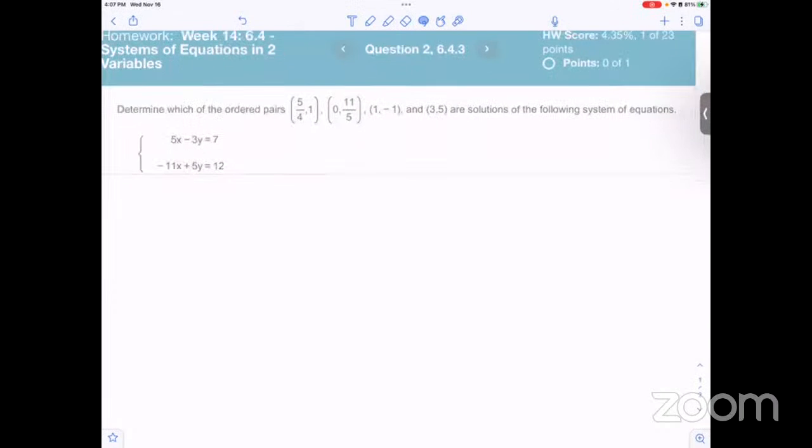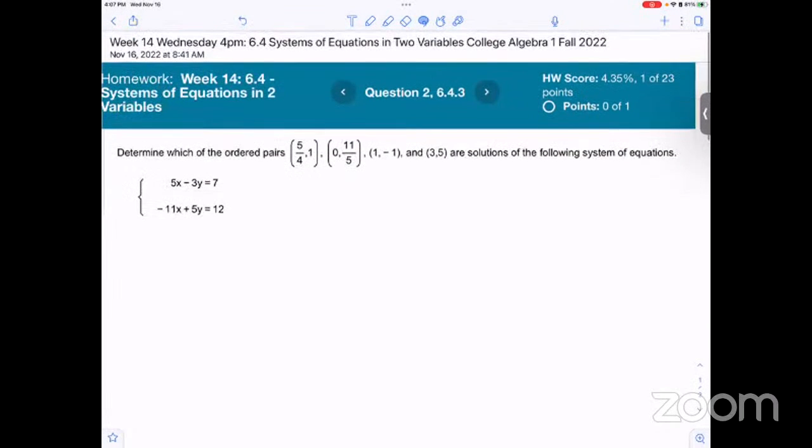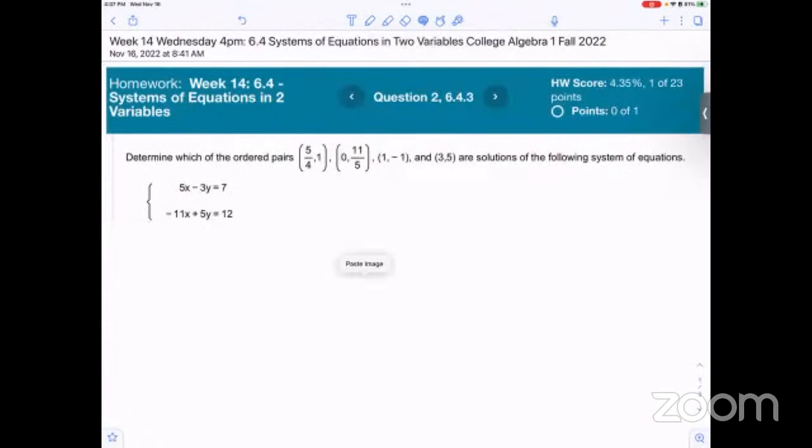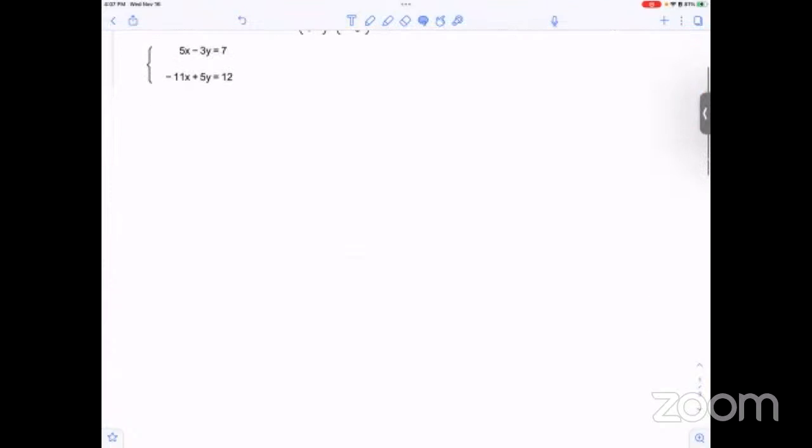It's good about there. All right, so I'm just going to solve the system. This looks kind of nasty. I guess I'll use the elimination method, and I'm going to eliminate y.